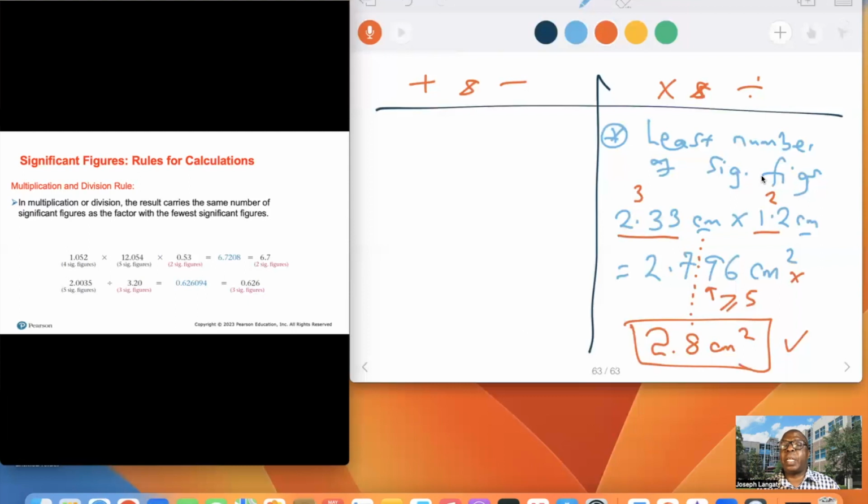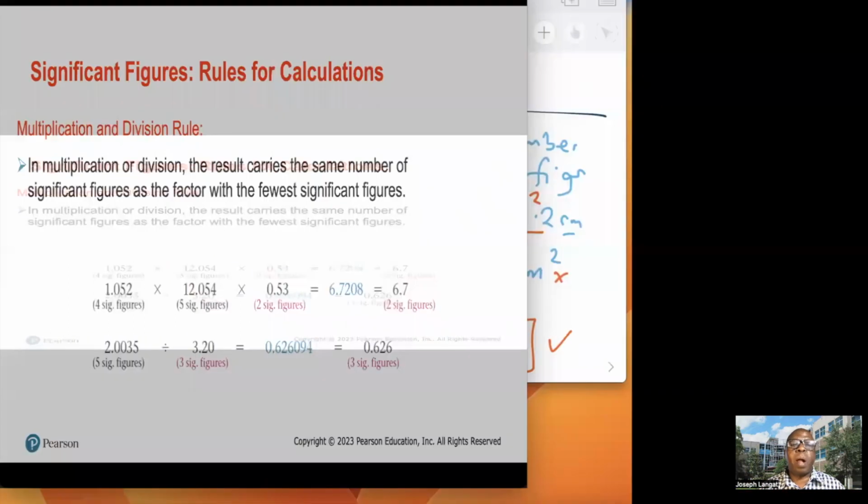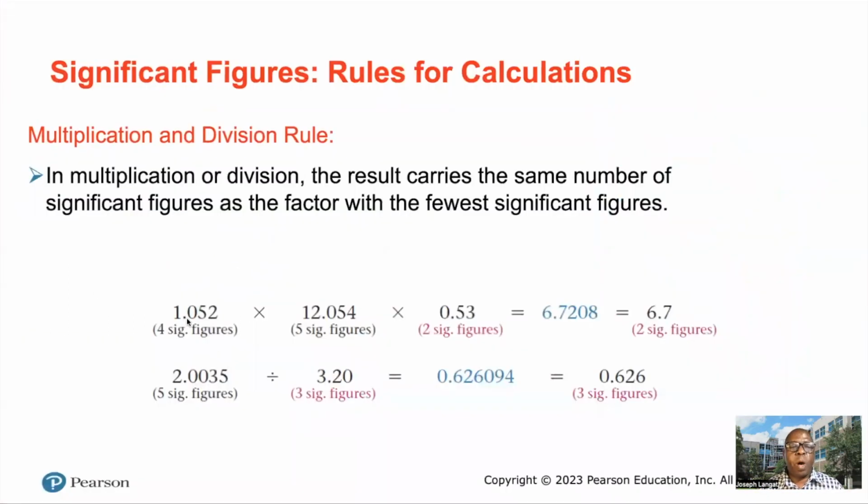For division, it's the same thing. You have to look at the least number of significant figures. If we are multiplying 1.052 times 12.054, this has 4 significant figures, this has 5 significant, so the least is 2 significant. We should round our final answer to 2 significant figures. You gotta stop right here. 2 is less than 5, so we drop the non-significant and our final answer is 6.7.